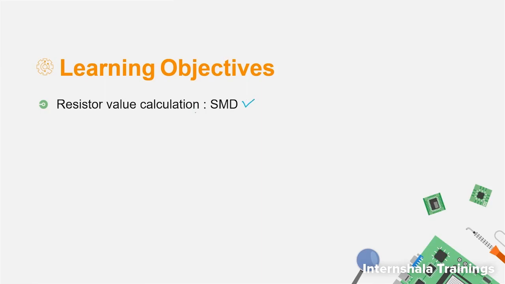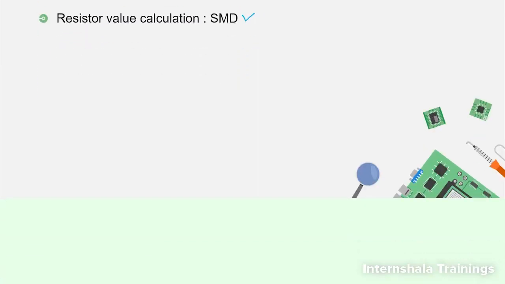In the previous video I showed you how to calculate the value for a through-hole resistor, and in this entire video we are just going to discuss SMD resistor value calculation. There are actually two different methods to calculate the value for an SMD resistor, and it depends on the package that we are using. Which method is used for what package, we will discuss in detail in this video. Alright, so now let's start.